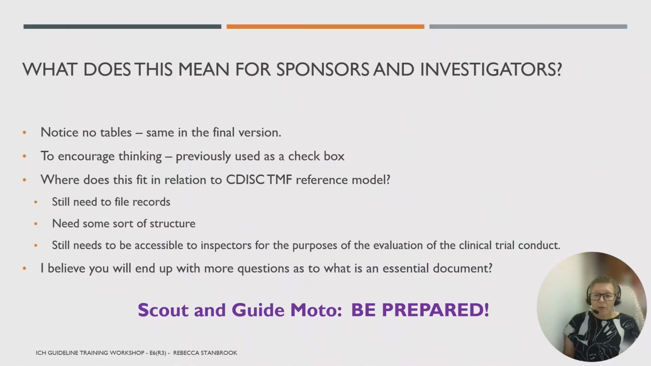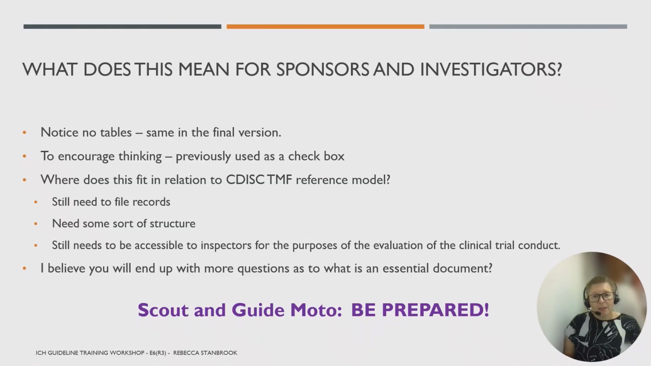So what does that mean for investigators and sponsors? There are no tables. It is there to encourage thinking. But of course, you still need to have some format for how you file your records. And of course, there is still that CDISC TMF reference model, because you still need to have some structure to be able to find your records. And of course, they need to be accessible to inspectors for evaluating the trial conduct.